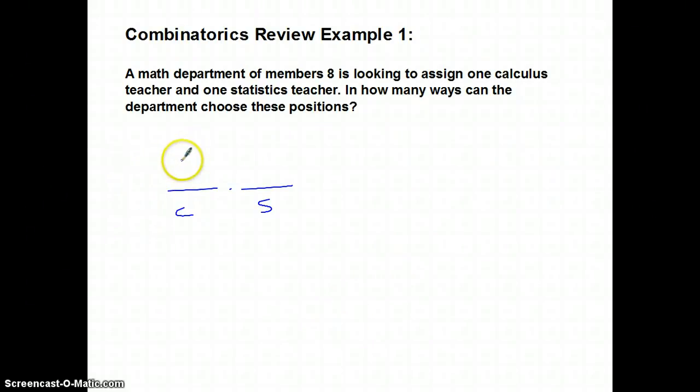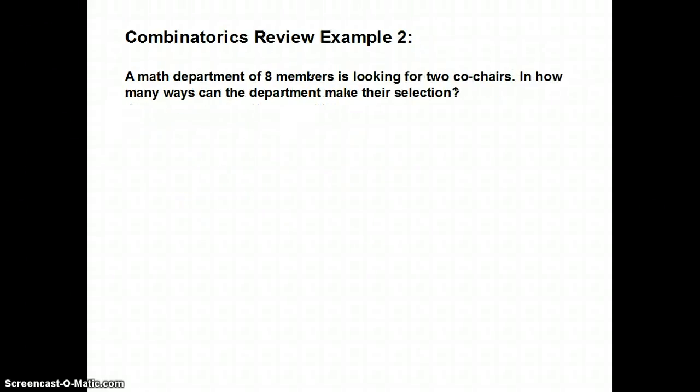How many different ways can we first pick the calculus teacher? A total of 8 ways. How many different ways can we pick the stats teacher? A total of 7 ways. And so we multiply and we get a total of 56 different ways that we can pick the calculus and stats teacher out of a total of 8 different teachers. Let's move to the next example here.